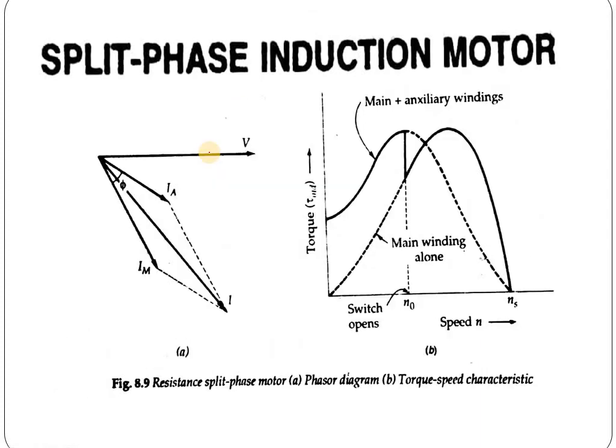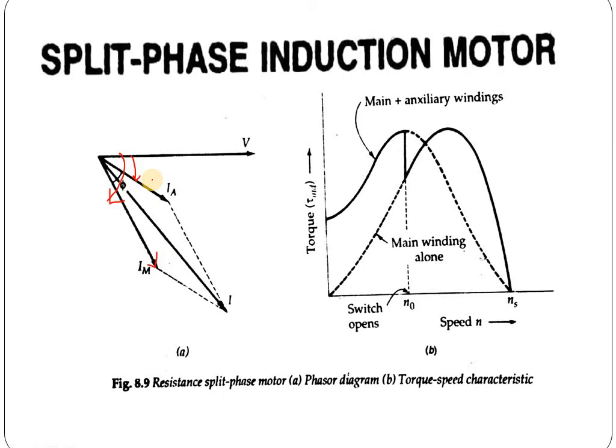The first thing, which we have already said, is that the current in the main winding is inductive in nature, so it will lag voltage by near about 90 degrees. This is the main winding current. The auxiliary winding is much more resistive, so its current will be near about 0 degrees, in phase with the voltage. But as the windings are not purely resistive or purely inductive, these angles are not exactly 90 degrees and 0 degrees.